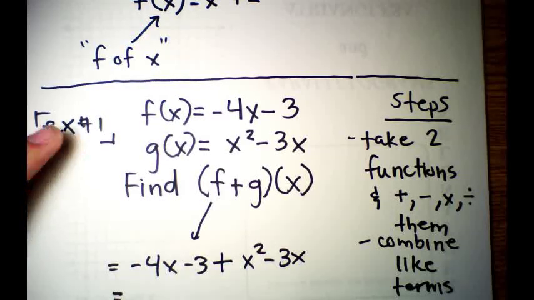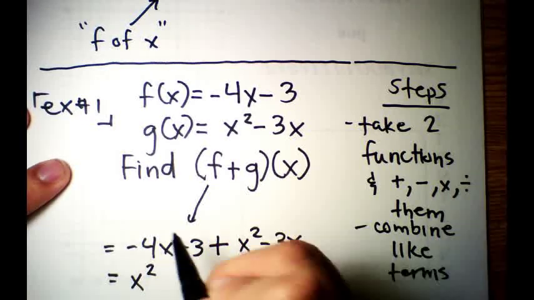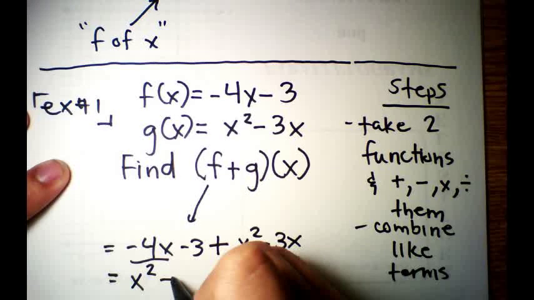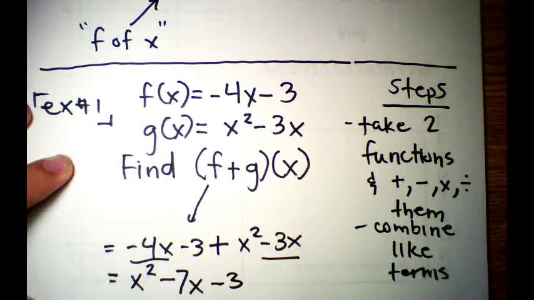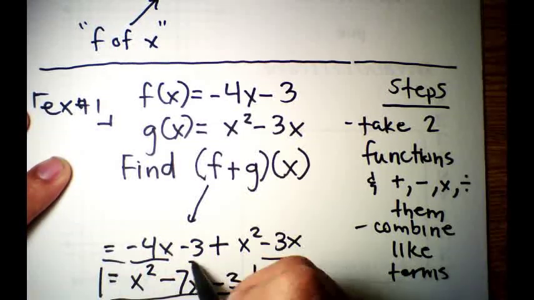Please try to put this in exponential order. So I see the x squared first. I can combine negative 4x and minus 3x. That's going to be negative 7x. And we still have that negative 3 over here. This is your answer for example number 1.